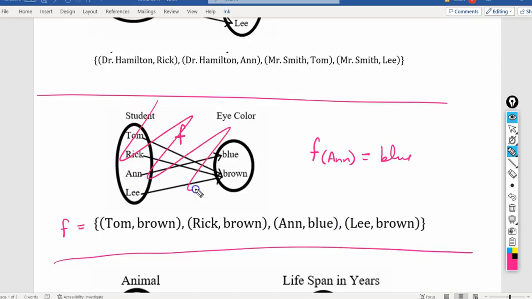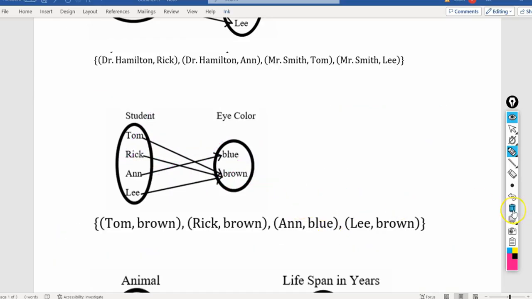Now, if I don't have this drawing, but I was still asked the same question, what is f of Anne? Where does f take Anne? You look at this picture and you find Anne in the domain, so in the first entry, and f maps the first entry into the second entry, so f evaluated at Anne is equal to blue, or f maps Anne into blue.